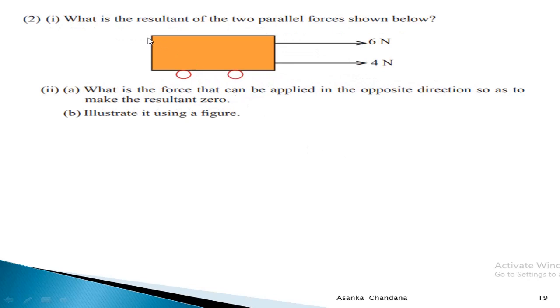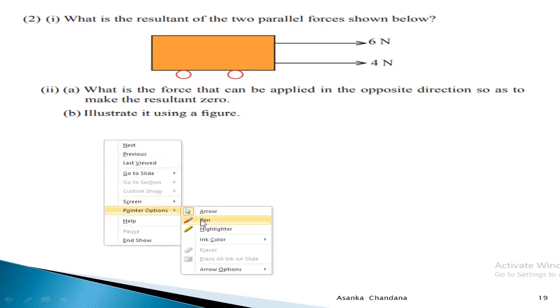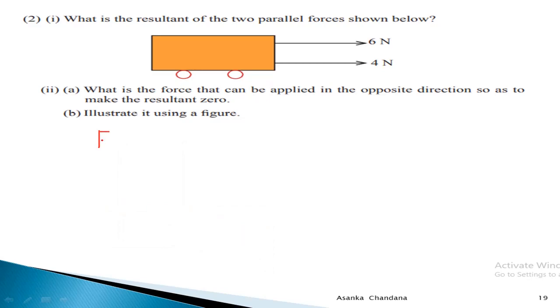The question is: what is the resultant of the two parallel forces shown below? Right, 6 Newton and 4 Newton, two forces exerted on this object parallelly in the same direction. If the resultant force is F, the resultant force is taken as the addition of the two forces, because these two parallel forces act in the same direction. 4 Newton plus 6 Newton, 4 plus 6 is 10 Newton. So the answer is 10 Newton.